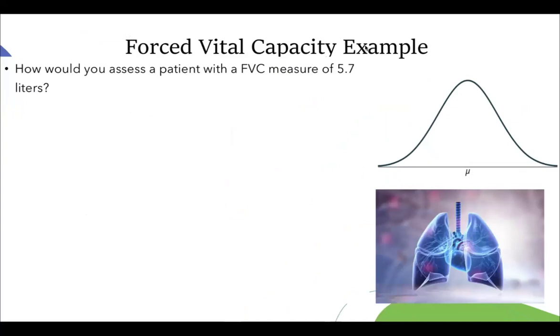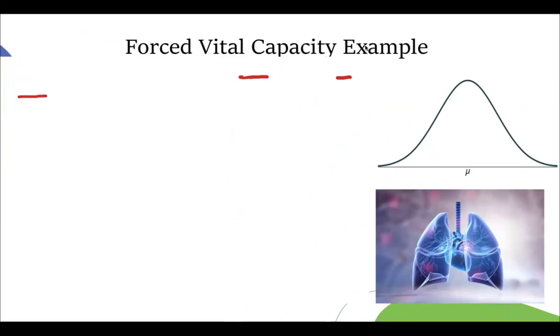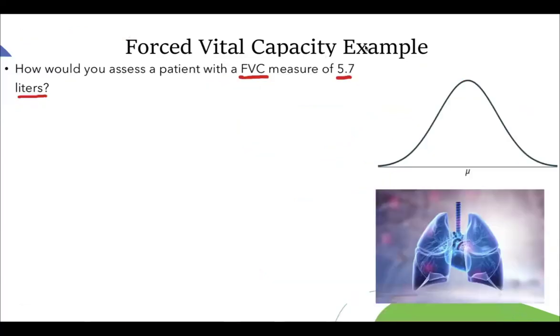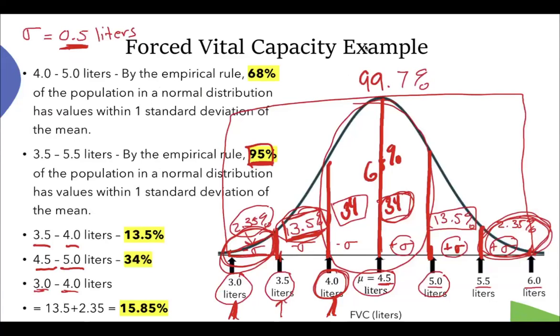Now taking that example a little bit further, how would we assess a patient with an FVC measure of 5.7 liters? If we go back to our picture, which I know looks a little messy here, 5.7 is not on our horizontal axis. We have 4.5, 5, 5.5 and 6, but we don't have 5.7. We know it's somewhere in here, but we don't have a percentage or details like that. But because we see it up here between 5.5 and 6, we know that it's probably a relatively rare FVC.